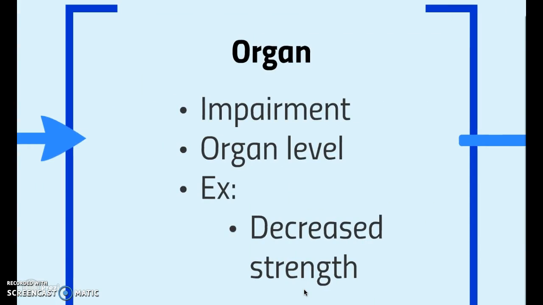Next, at the organ level, the injury has progressed and caused decreased function in the organ. And again, my example of patellar tendonitis, this would be seen with decreased strength in knee flexion and extension.